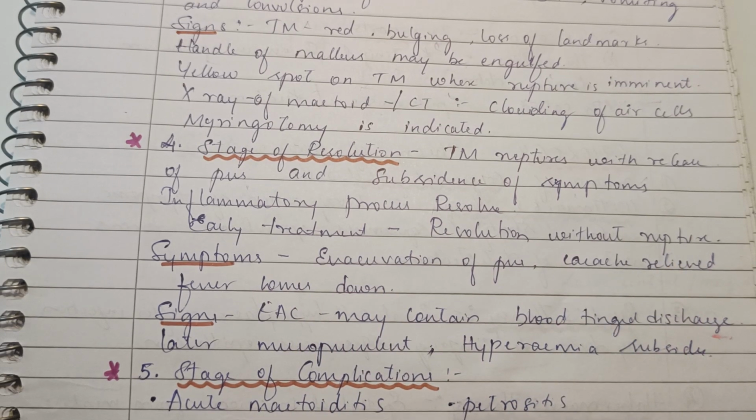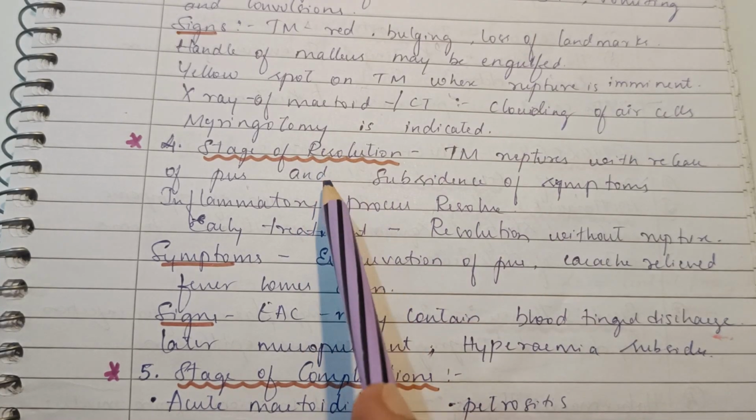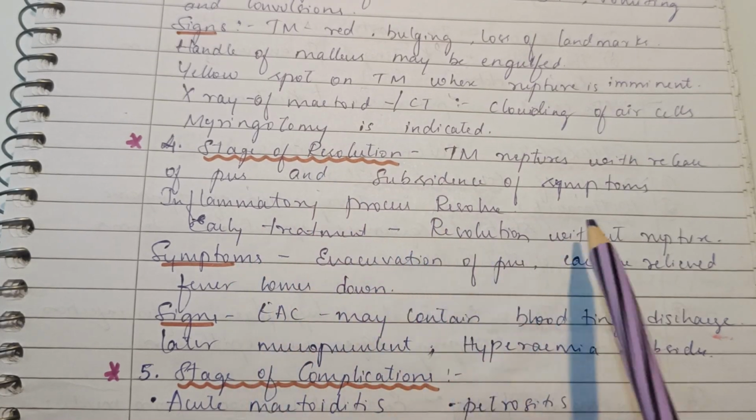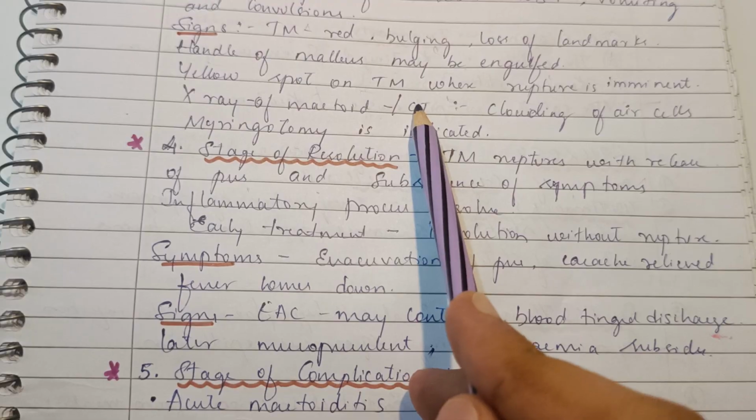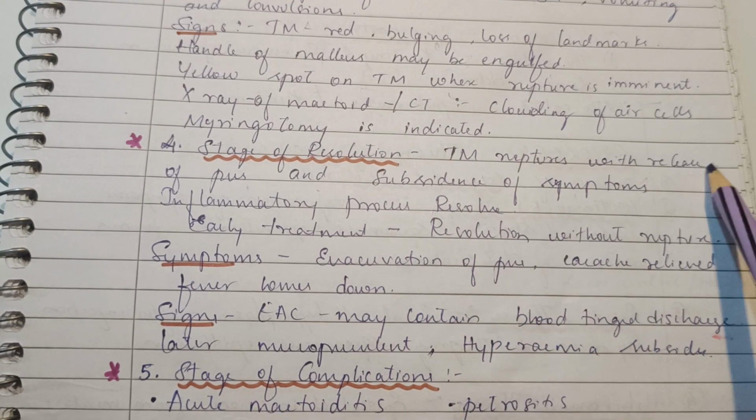So the stage of resolution will be there after stage of suppuration, but it depends. If treatment is given in the stage of suppuration, then there will be no rupture of tympanic membrane. But if the treatment is not given, then tympanic membrane will rupture and pus will be released. Then the symptoms will reduce, the inflammatory process will resolve.